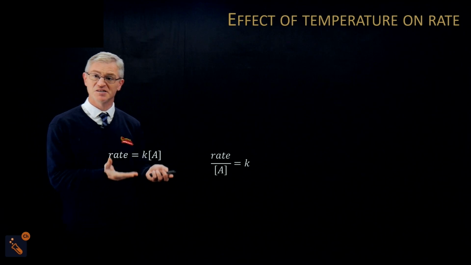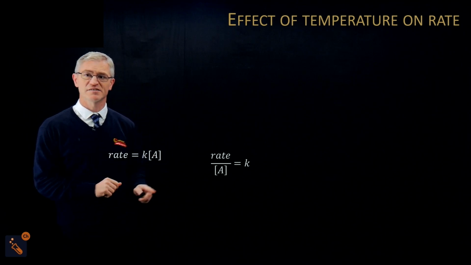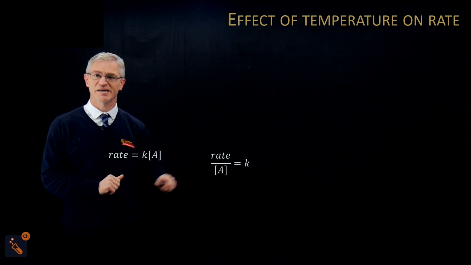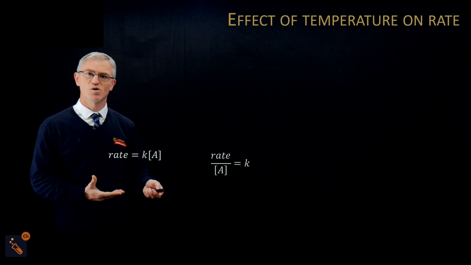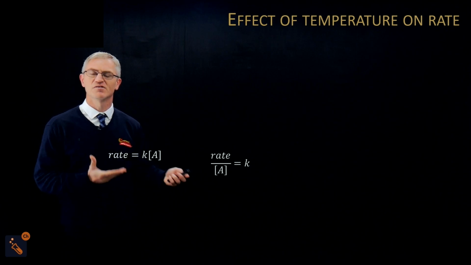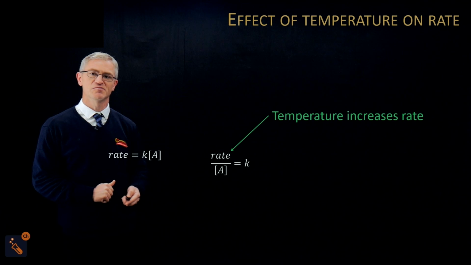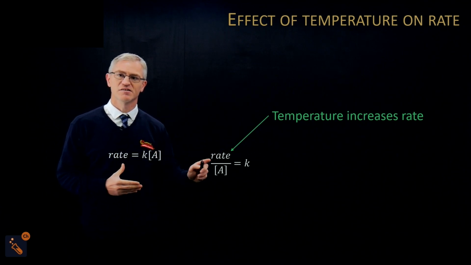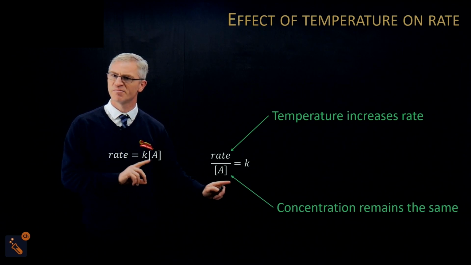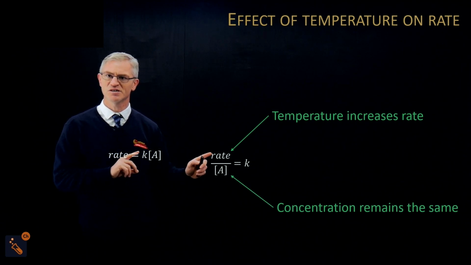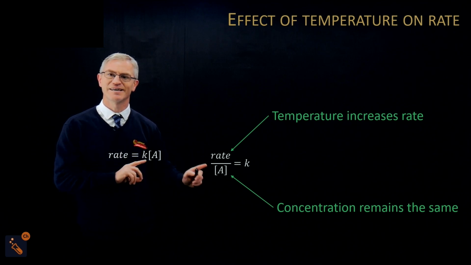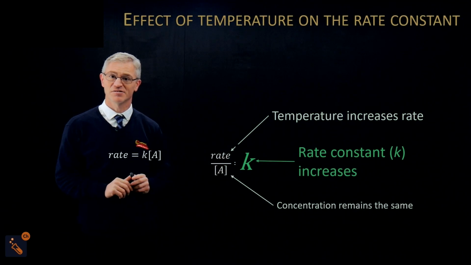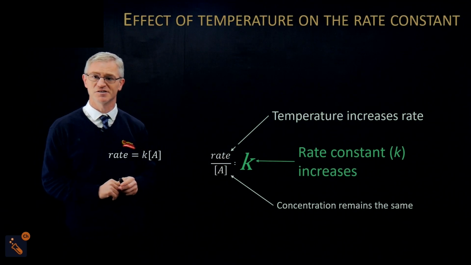Now, if you take a simple rate equation, we just put one reactant in here, you can see if we divide by the reactant, we get K. So, what effect do we have on K of increasing temperature? Well, first of all, the rate goes up. Temperature increases the rate, but at the same time the concentration remains exactly the same. That means the numerator is going up, but the denominator is staying exactly the same. If that's the case, the rate constant, K, is going to increase.